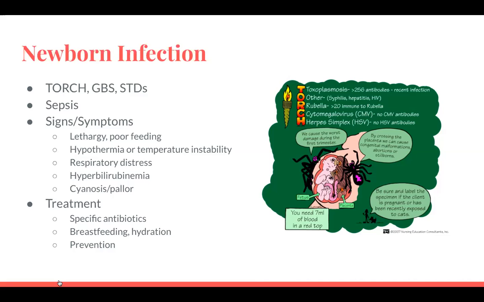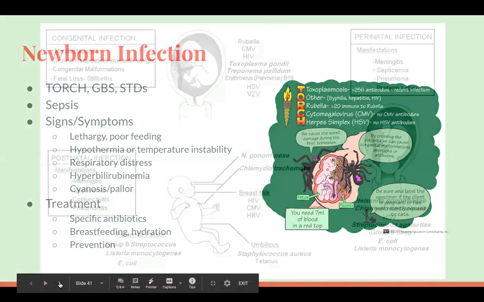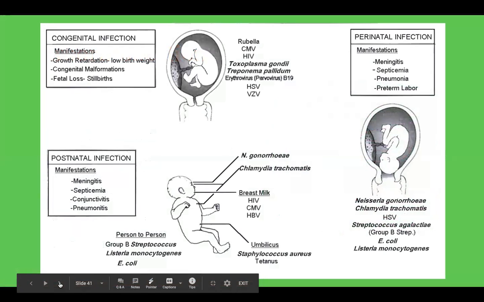So signs and symptoms: lethargy, poor feeding, hypothermia, or temperature instability. Look for that hypothermia, temperature instability. Focus on that. Respiratory distress, hyperbilirubinemia, cyanosis. Treatment: specific antibiotics, breastfeeding, hydration, and prevention. So most likely you're going to get those antibiotics, because the root of the cause needs to be treated immediately. And here's just a picture of things that can happen with the different types of infections.